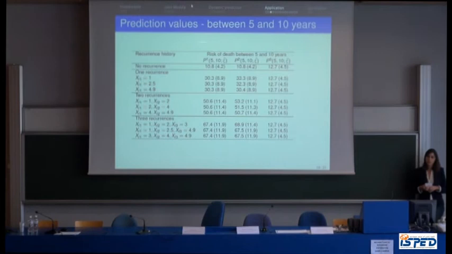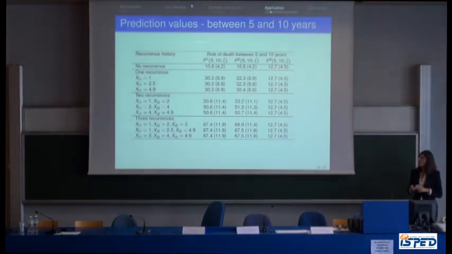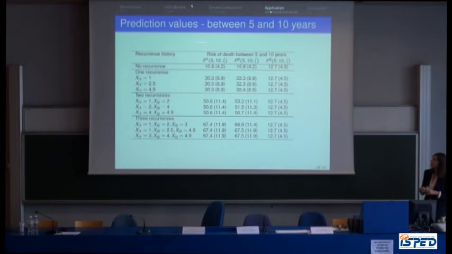So from a prediction point of view, we obtained this kind of table when we wanted to predict death between 5 and 10 years. We also wanted to check the evolution of the prediction results when the patient had a different number of recurrent events, but also when the time of the recurrent events was different. So when it was an early recurrent event or late recurrent events.